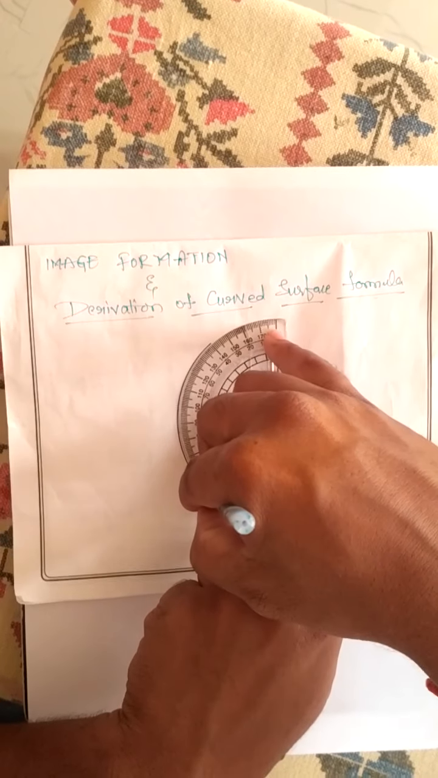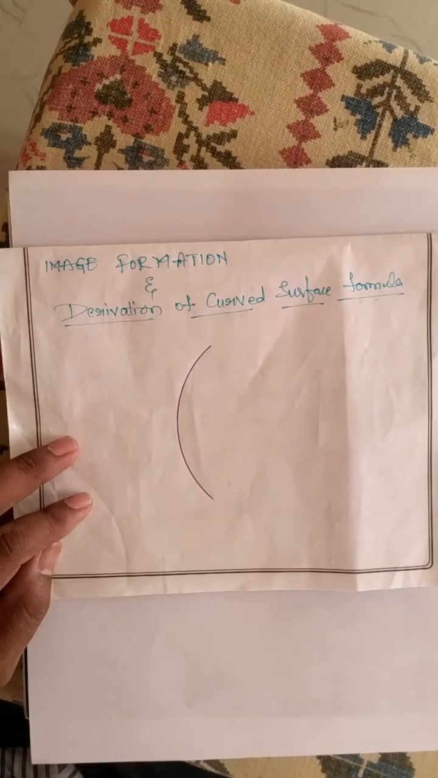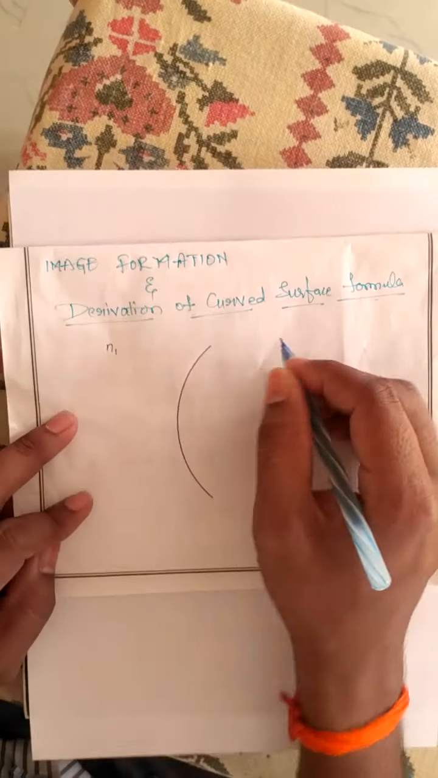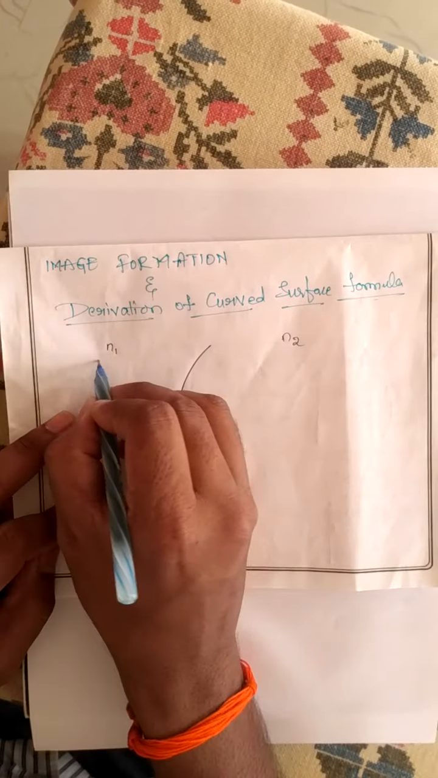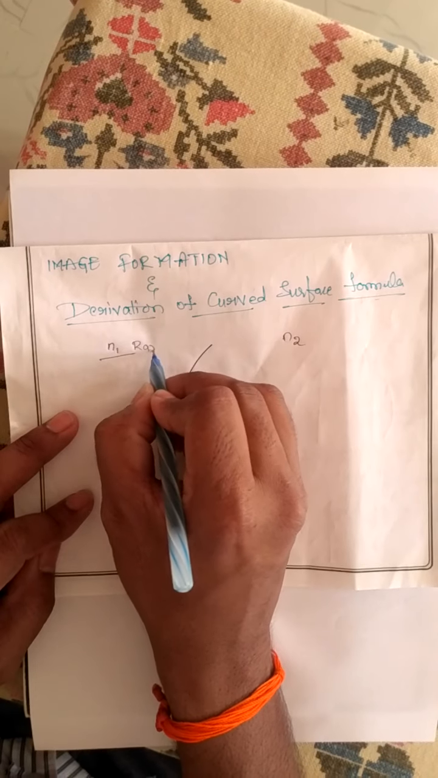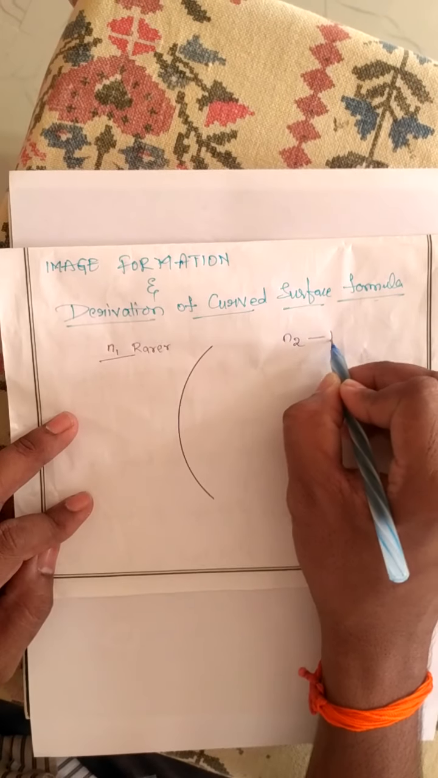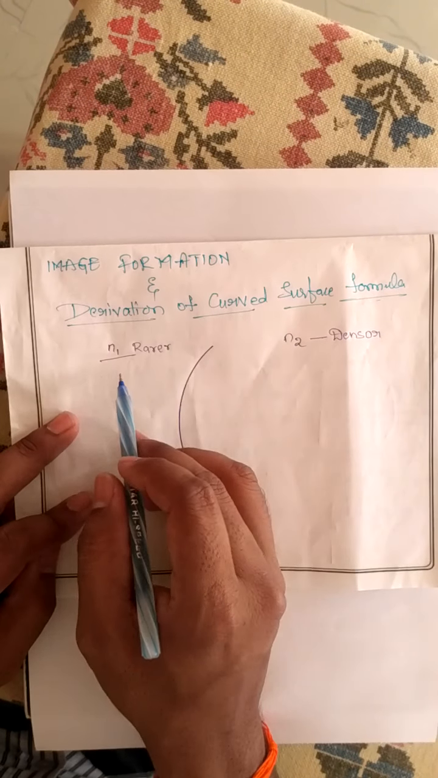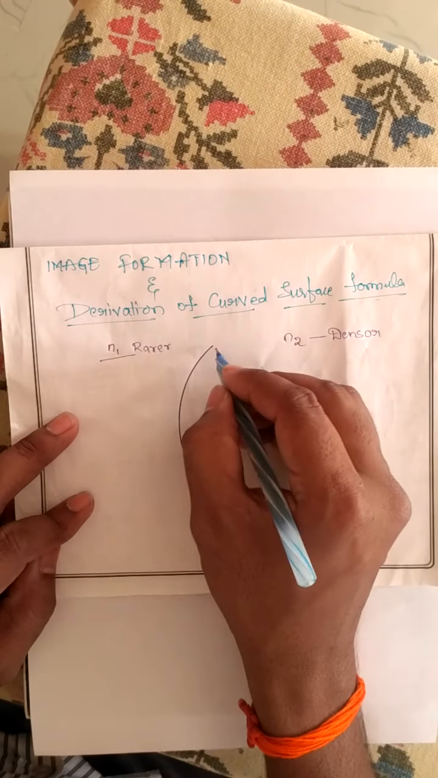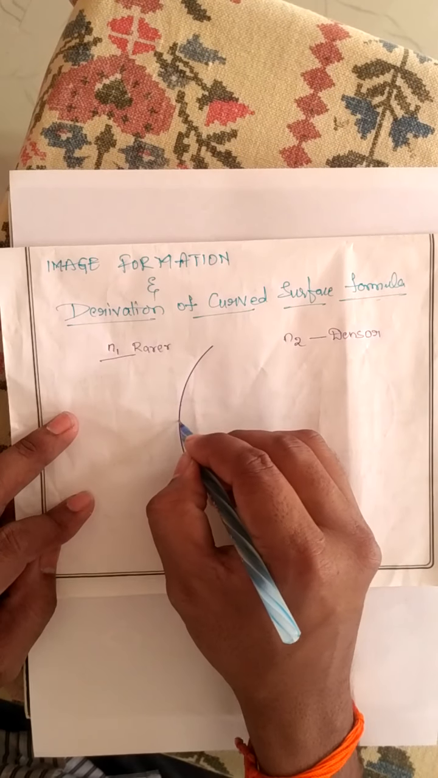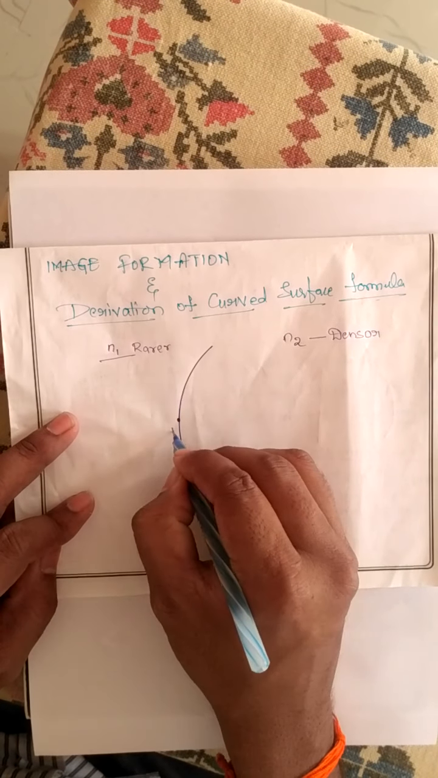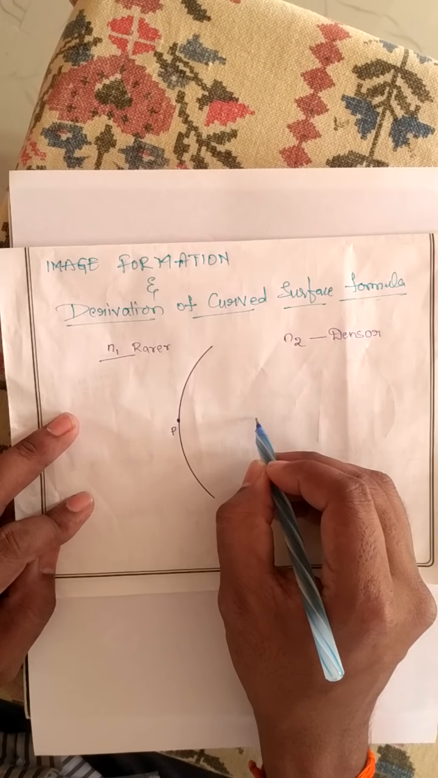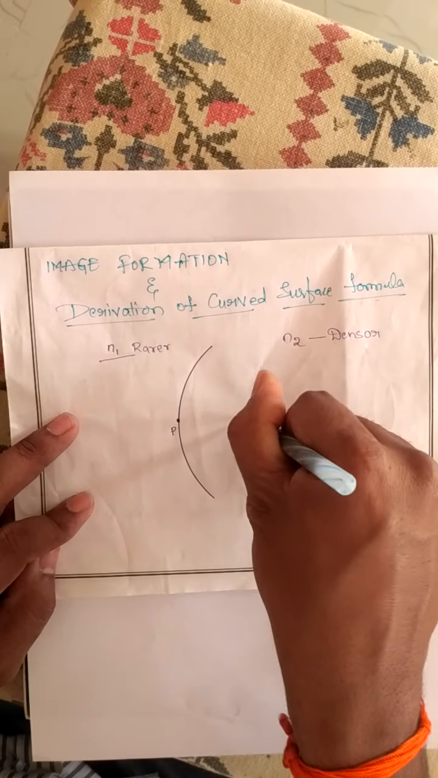Assume this as a curved surface which is separating two media, n1 and n2. Here n1 is a rarer medium and n2 is a denser medium, right? The geometrical center of this curved surface is the pole, and it is going to have some center of curvature here, right?